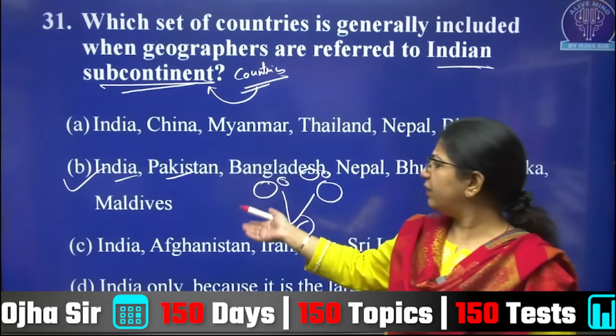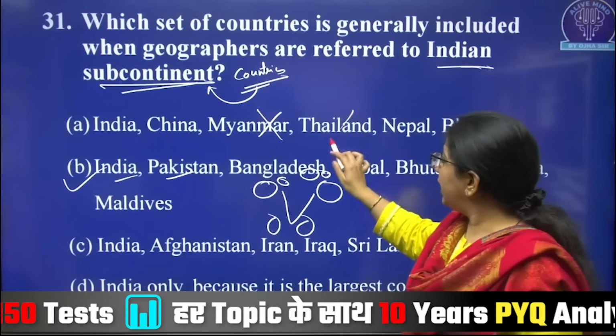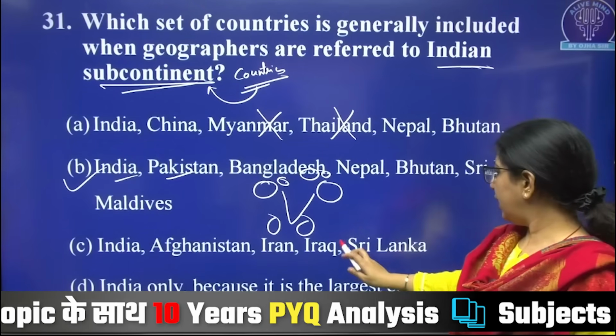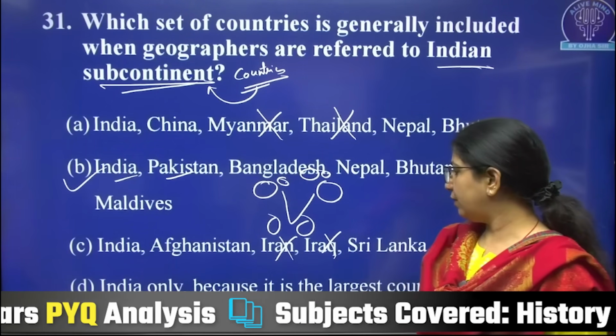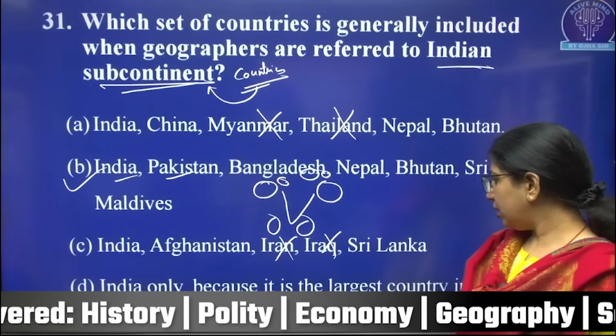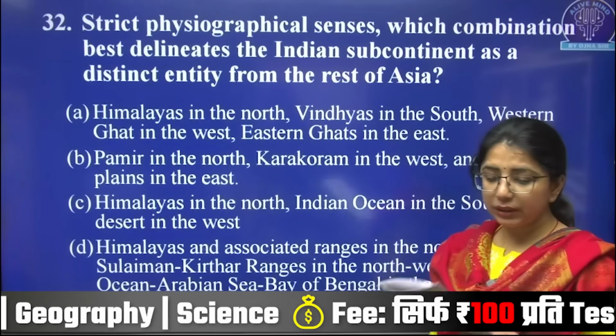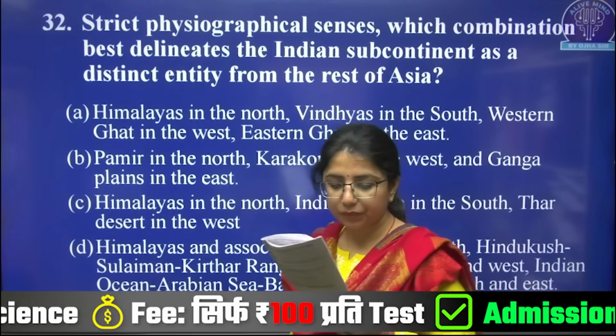In the options, they have not given Afghanistan, but it is a part of the region. Myanmar is not there, Thailand is not there. Then Iraq and Iran are not there. Why have we not eliminated them? And then India only because of its largest country? No.